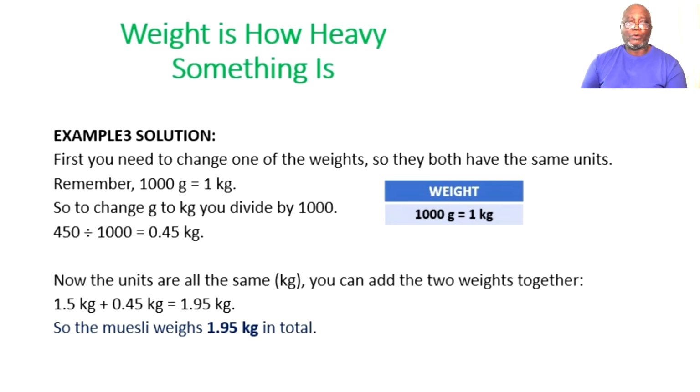First, you need to change one of the weights so they both have the same units. That is important. Never forget that. Remember, 1,000 grams is equal to 1 kilogram. So to change grams to kilogram, you divide by 1,000. 450 grams divided by 1,000 is equal to 0.45 kilograms. Now the units are all the same in kilograms. You can add the two weights together. 1.5 plus 0.45 is equal to 1.95 kilograms. Are you getting it? Good.